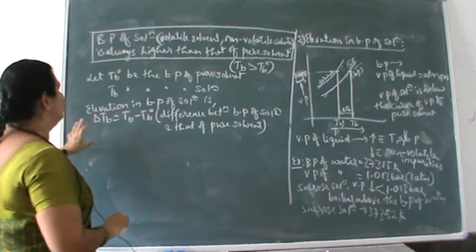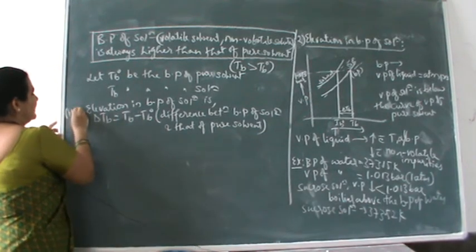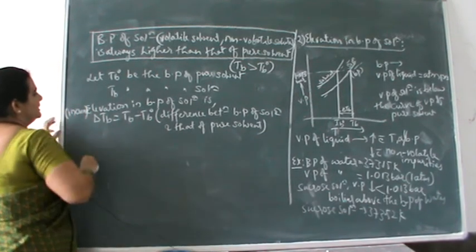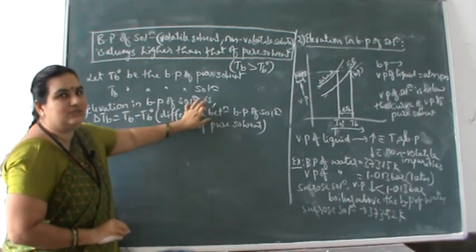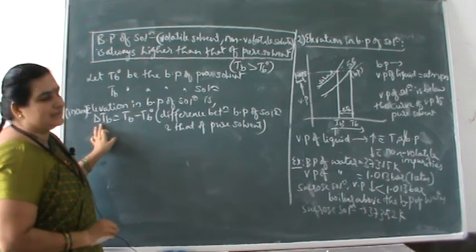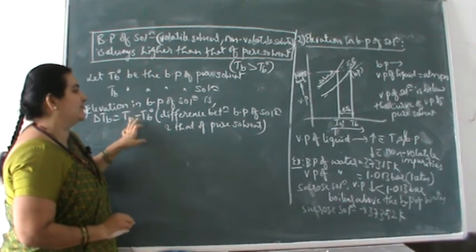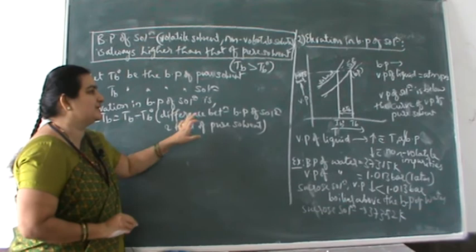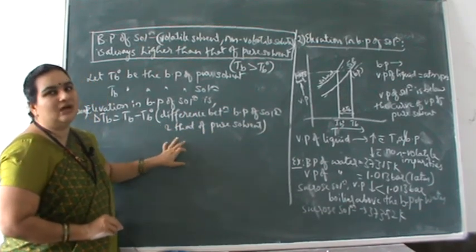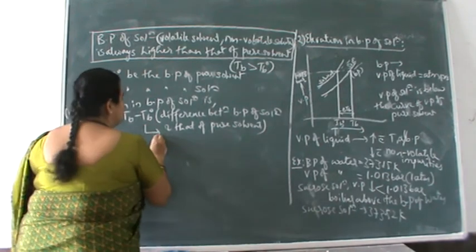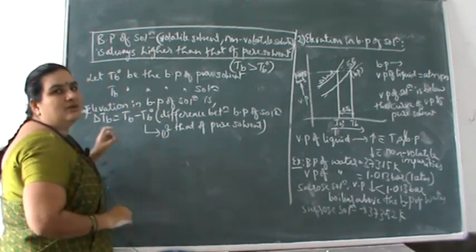This is also called the increase or elevation in boiling point of the solution. Delta TB is equal to TB minus TB naught, the difference between the boiling point of the solution and that of the pure solvent. Let this be equation 1.